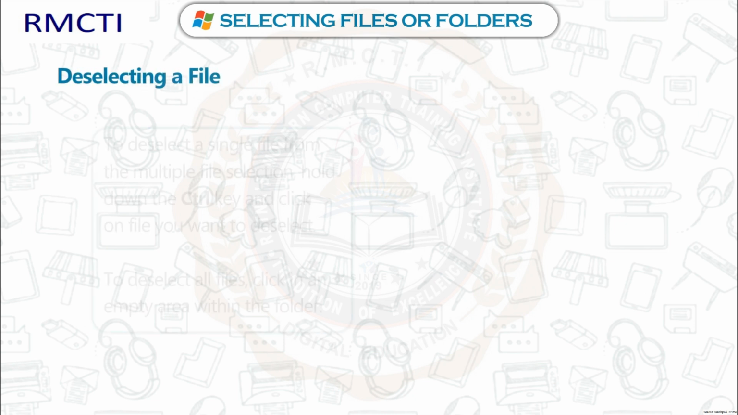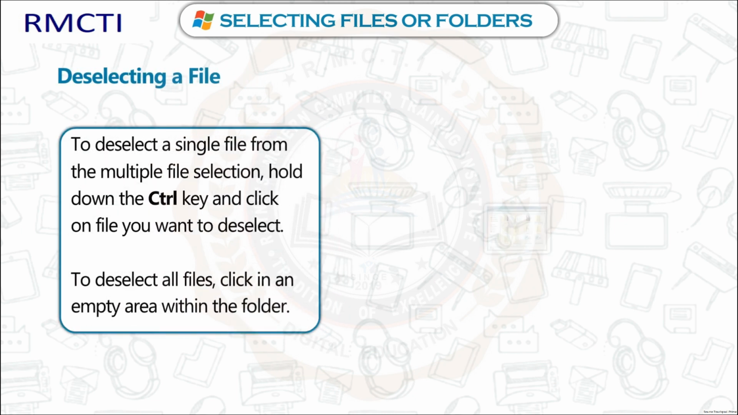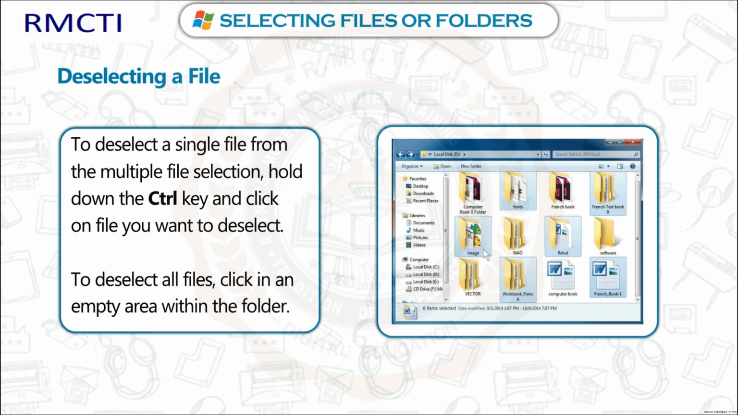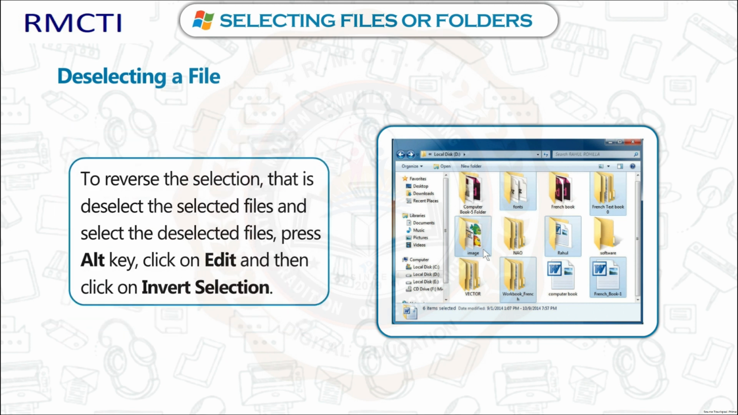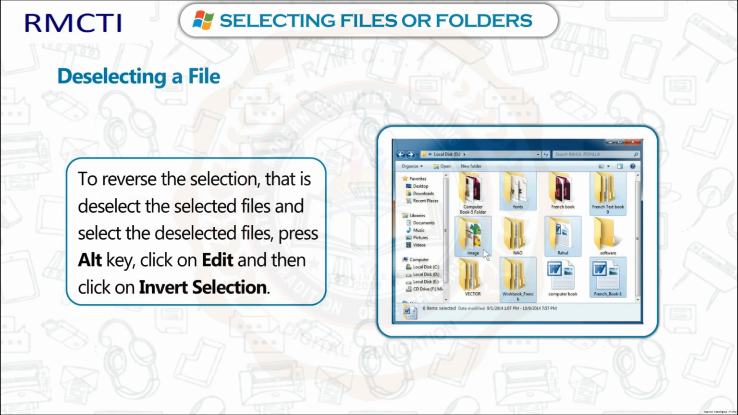Deselecting a file. To deselect a single file from the multiple file selection, hold down the Ctrl key and click on the file you want to deselect. To deselect all files, click in an empty area within the folder. To reverse the selection, that is, deselect the selected files and select the deselected files, press the Alt key, click on Edit and then click on Invert Selection.